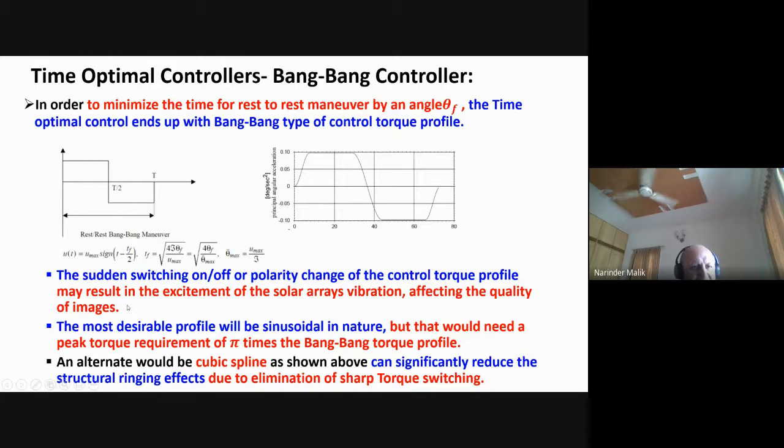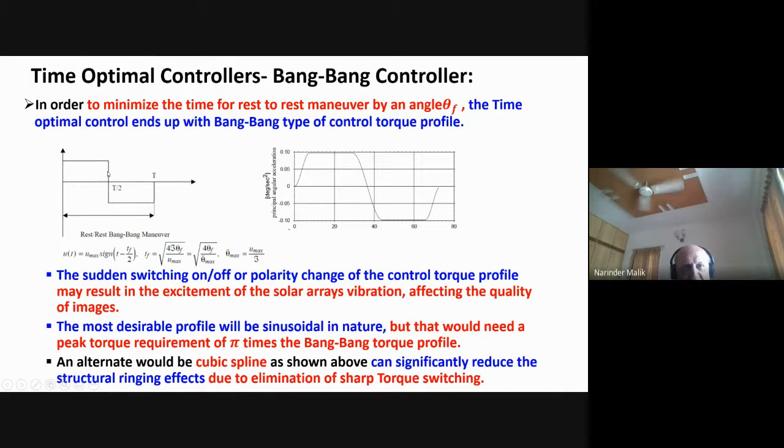The most desirable profile will be sinusoidal in nature. Instead of this, if I have a sinusoidal torque profile, it has a very smooth transition. But the problem is, it will require more peak torque. The peak torque will be pi times the bang type of control torque. What it means is the sinusoidal peak will be 3.14 times this torque. Then only you will get this.